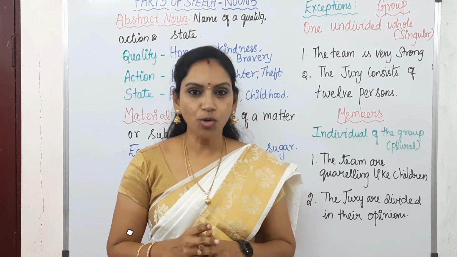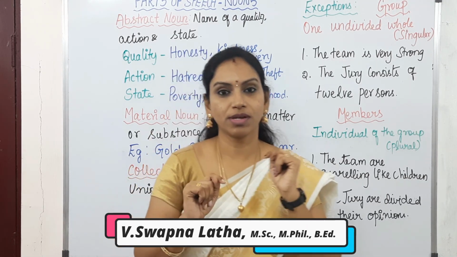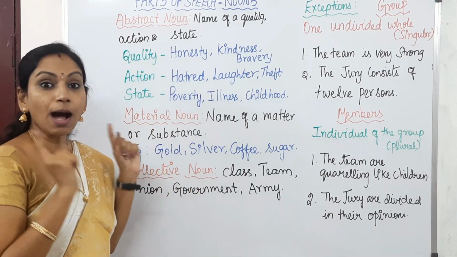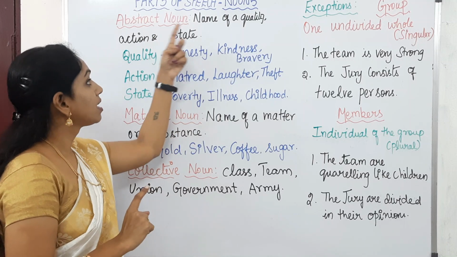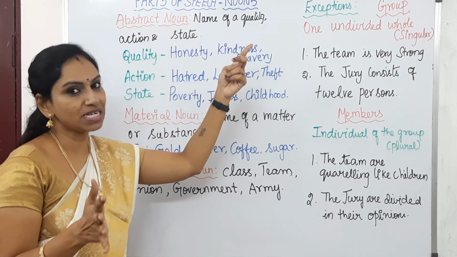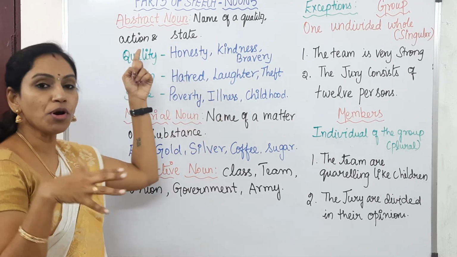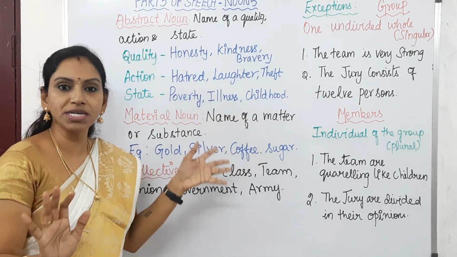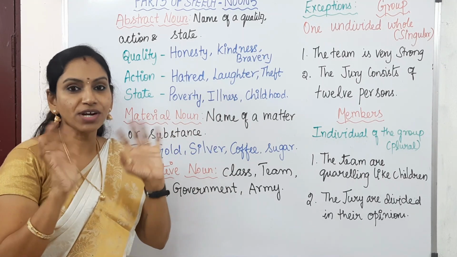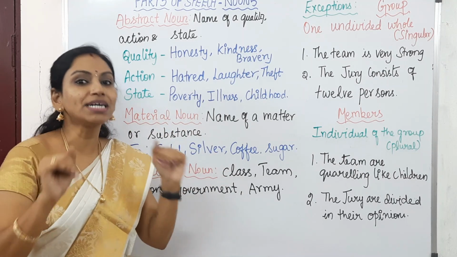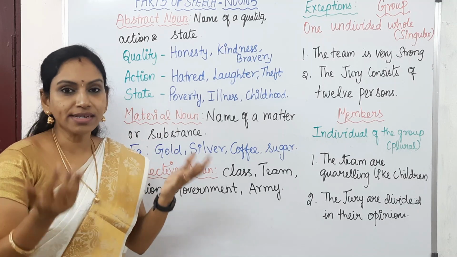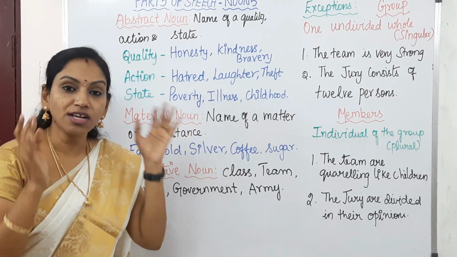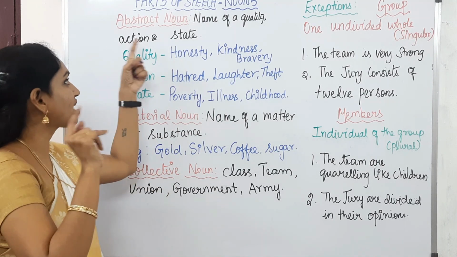Next kind of noun is abstract noun. Let's see what an abstract noun is. See friends, an abstract noun is the name of a quality of a person, or the name of some action, or the name of some state of a person. It's not the state of a country, it's the state of a person. What state is he in? Is he very happy? Is he very sad? Is he ill? All those are abstract nouns.